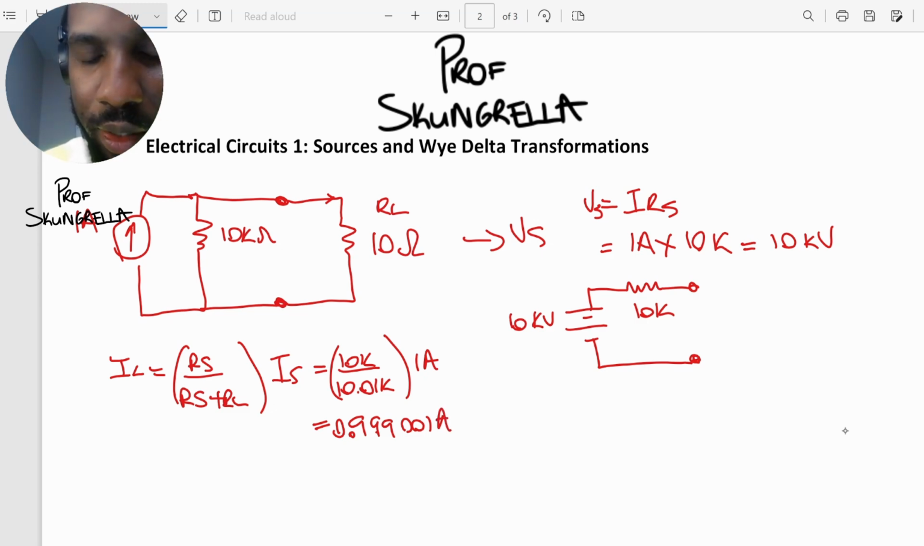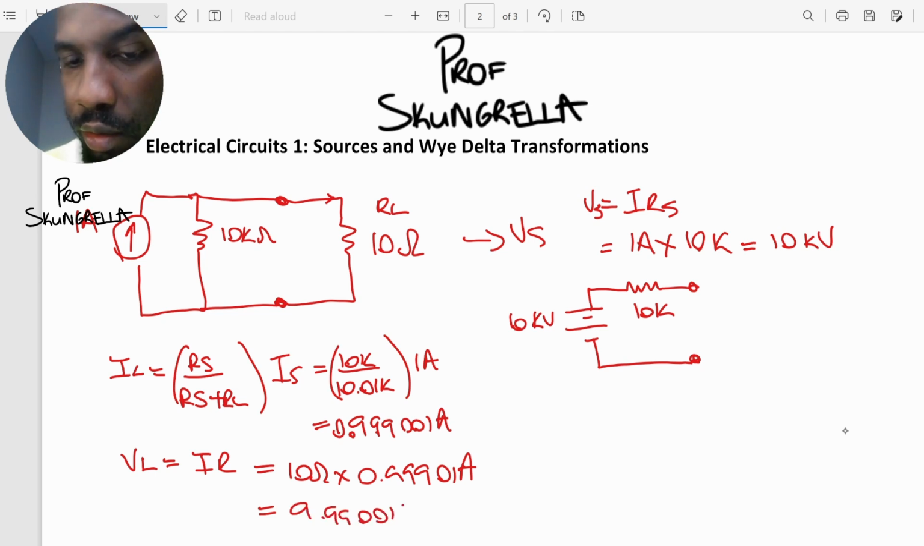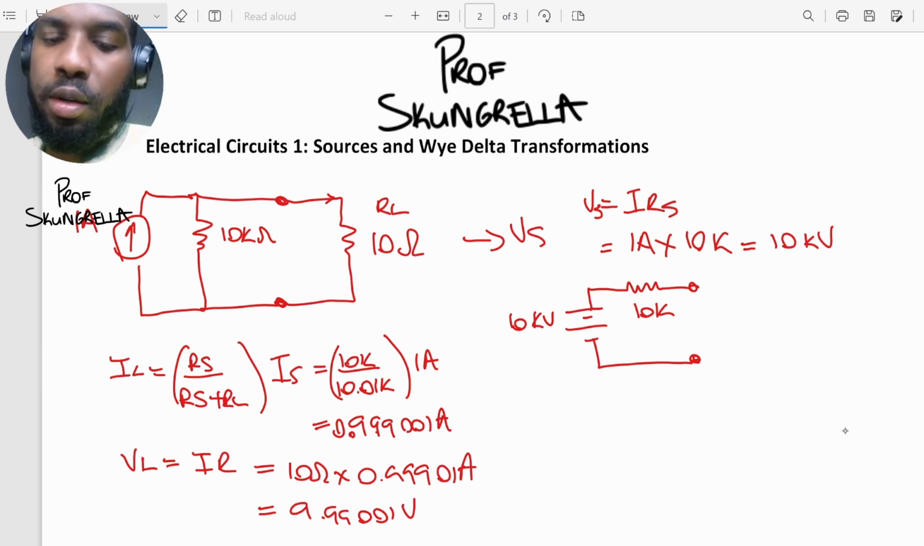So using Ohm's law, we can know that VL is going to be equal to I times R, which is equal to 10 ohms times 0.99901 amps, and that gives me 9.99001 volts across my load. All right, so this is the voltage across the load for this current source.